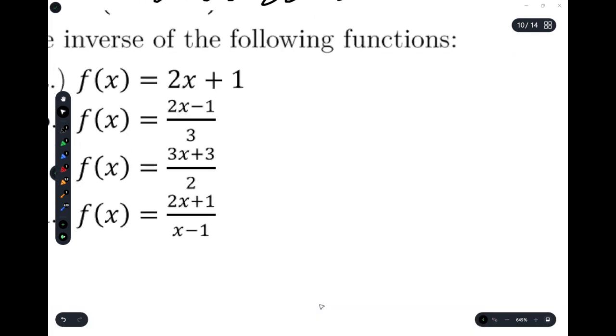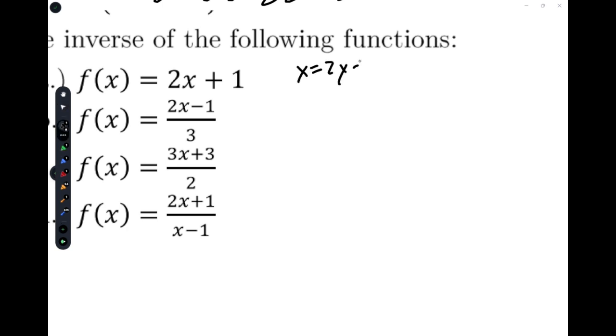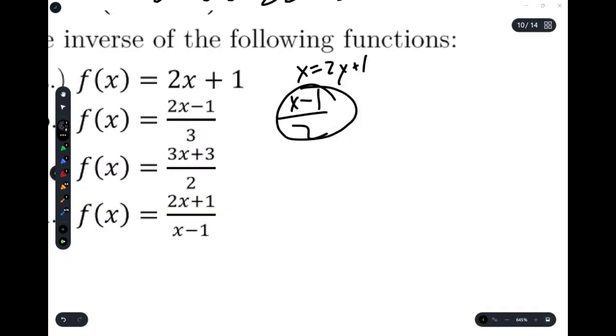I couldn't tell you. Switch y and x. You got x equals 2y plus 1 over y minus 1. Yeah. Is that what you were wondering?